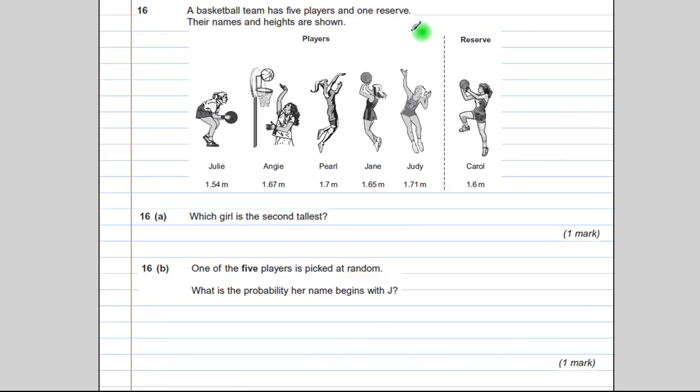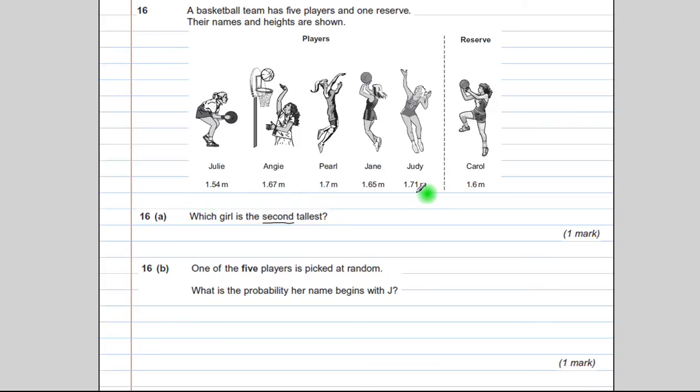Question 16. A basketball team has 5 players and 1 reserve. Their names and heights are shown. So we've got Julie, Angie, Pearl, Jane, Judy and Carol, and their heights are underneath. And 16A says which girl is the second tallest.